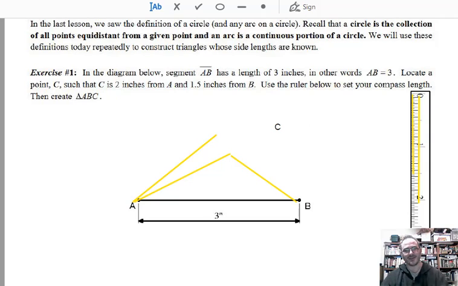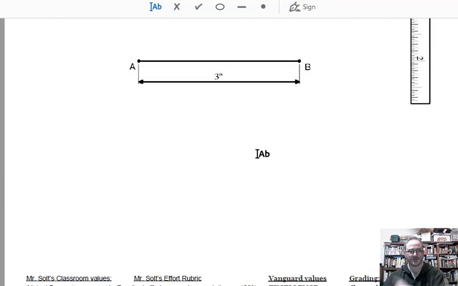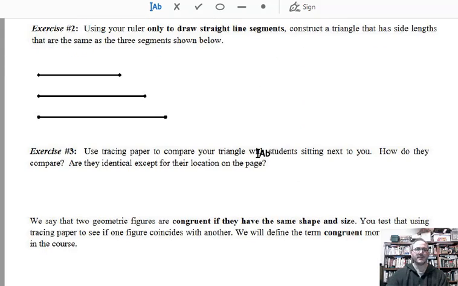All right, now I'm going to get rid of all this. So we're done with exercise 1. If you still needed to complete exercise 1, you could pause the video, go back, and finish it up, or use your ruler on the paper that you have. So exercise 2.